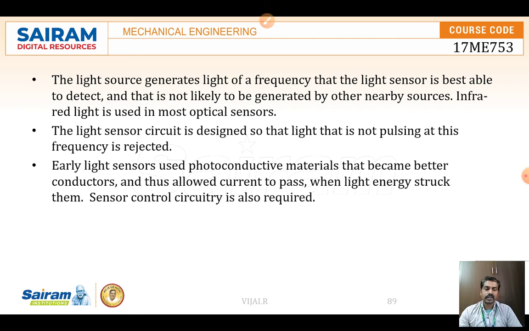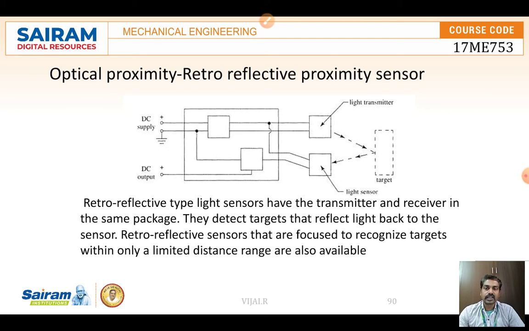Let me see the next one, the optical proximity retro reflective sensor. Just like ultrasonic sensors, here also one transmitter and one receiver are there, and both are located in the same sensor. Retro reflective light sensors have a transmitter and a receiver in the same package. So what will happen is it will detect the targets when the rays get reflected back. The main aim is to get the infrared light returned.